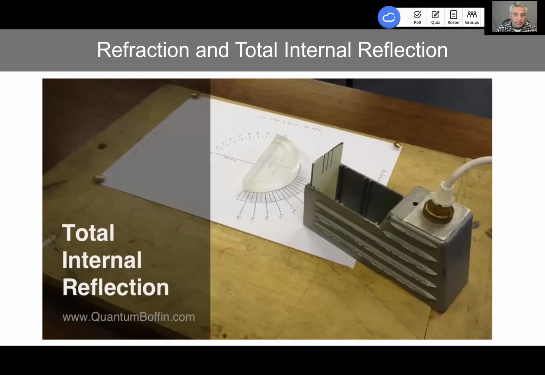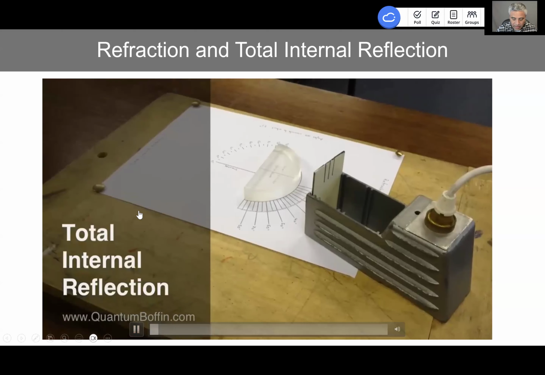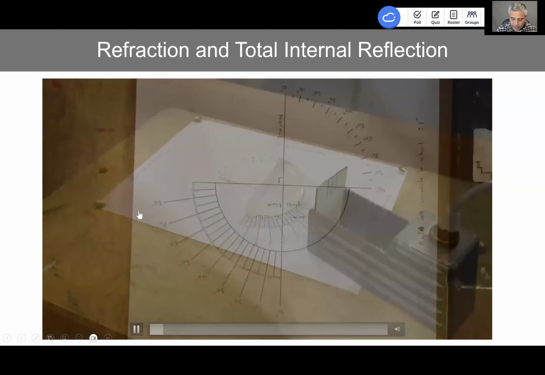We learned about reflection and refraction, right? So how this total internal reflection arises, that's what it talks about. Hopefully this works. And there is no sound in this video.